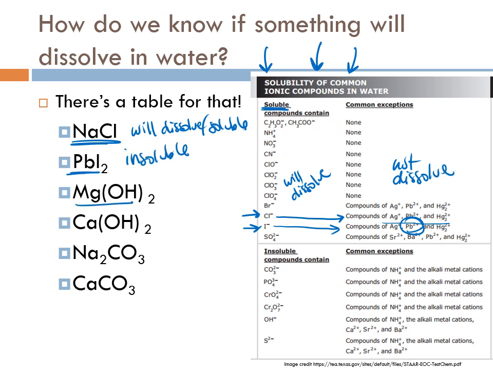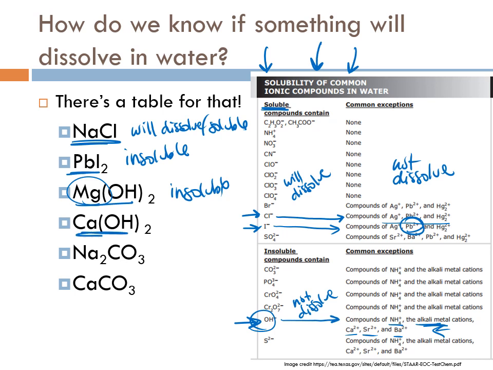How about magnesium hydroxide? Hydroxide's way down here. It is insoluble except if it is with ammonium, alkali metals, remember this is group 1, so lithium, sodium, potassium on down, calcium, strontium, and barium. Magnesium is not on this list, so this is insoluble because hydroxides are not soluble unless they're on the exception list.